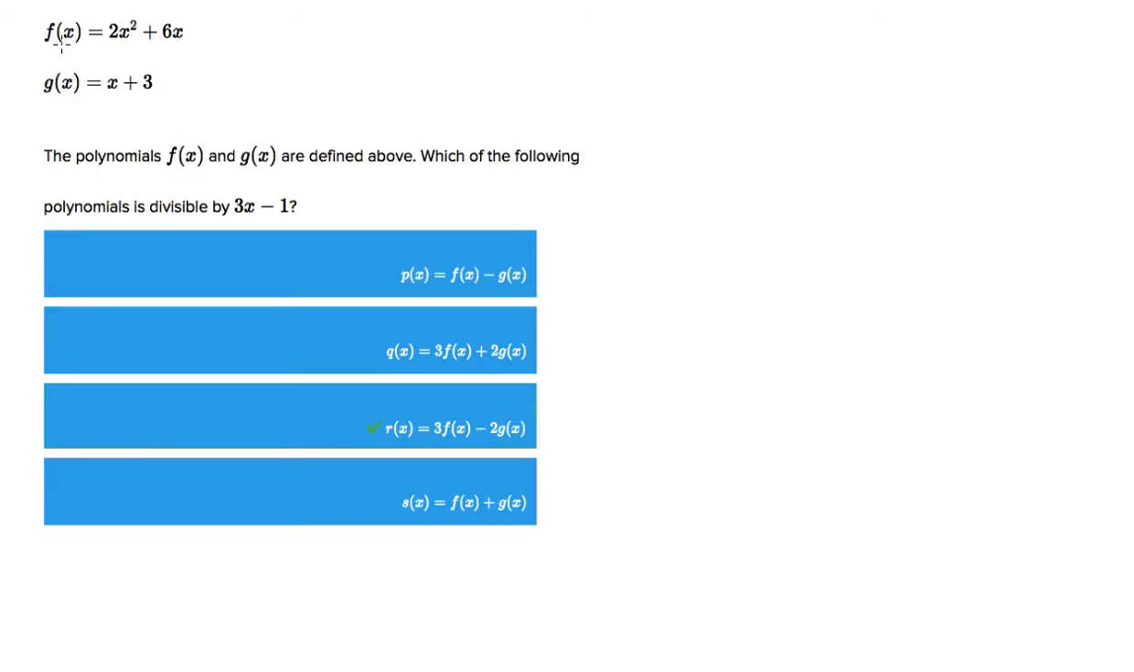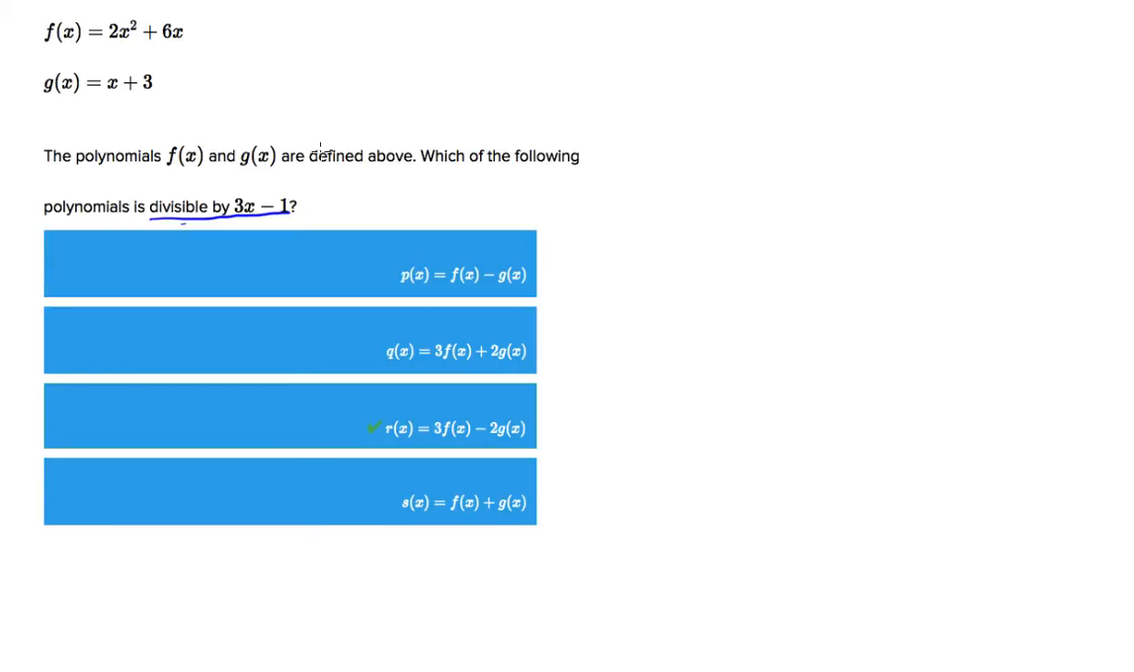So in this question, we're given this function f of x and this function g of x, and we're asked which of the following polynomials is divisible by 3x minus 1. The kind of tricky part here is that we're given these new polynomials p of x, q of x, r of x, and so on in terms of f of x and g of x, which makes it a little bit difficult to figure out.